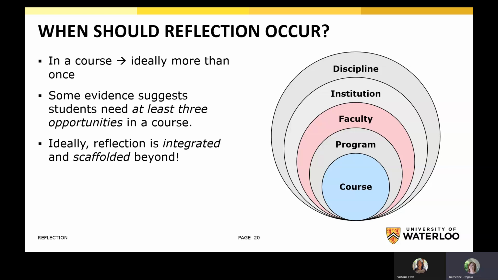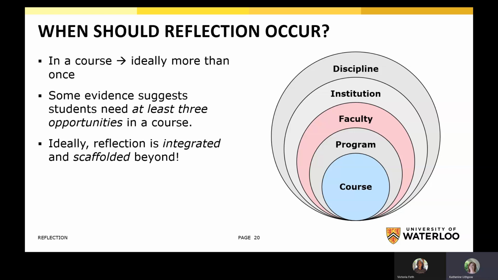At the institution level, we offer a number of experiences to our students. So co-ops, study abroad, co-curricular activities, all of these would benefit from reflection in order to help students make meaning or make sense of that experience. So in essence, what we want to do is to prepare our students to become lifelong learners. We want them to be engaged and responsible members of our discipline and socially responsible members of society. We want to set them up for success after they graduate.